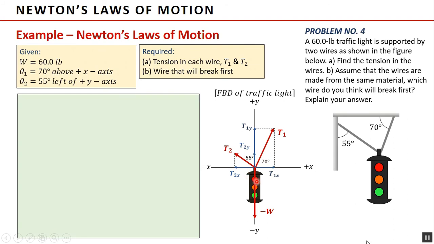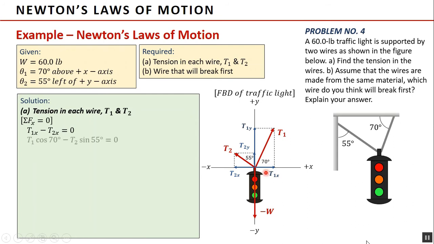We can assume that the traffic light does not move. Therefore, we use Newton's first law for both x and y axes. We begin with x-axis. Summation of Fx equals 0. From the FBD, we have two forces acting, the T1x and T2x. So we have T1x minus T2x. Don't forget to put here the minus sign since T2x is towards negative x-axis.